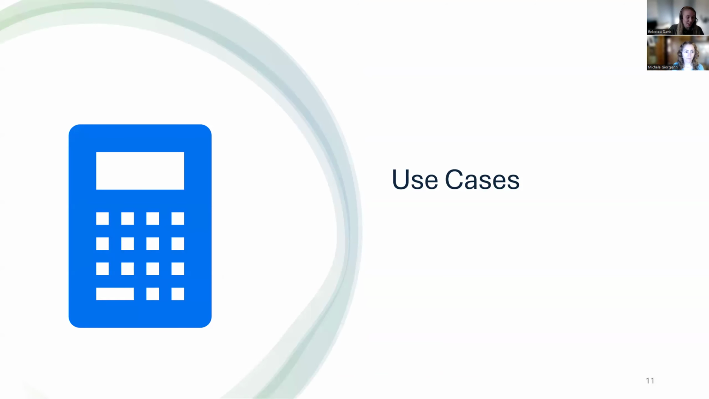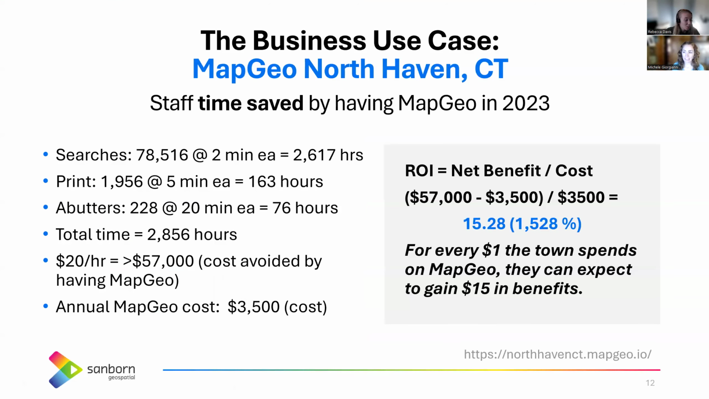So we're going to talk about some use cases. Our first use case is for MapGeo. We have this for the town of North Haven, Connecticut, and these were their stats for the year 2023. I want to make some general statements before I get into the math and the numbers. This is a super simplified example of an ROI for their MapGeo program.